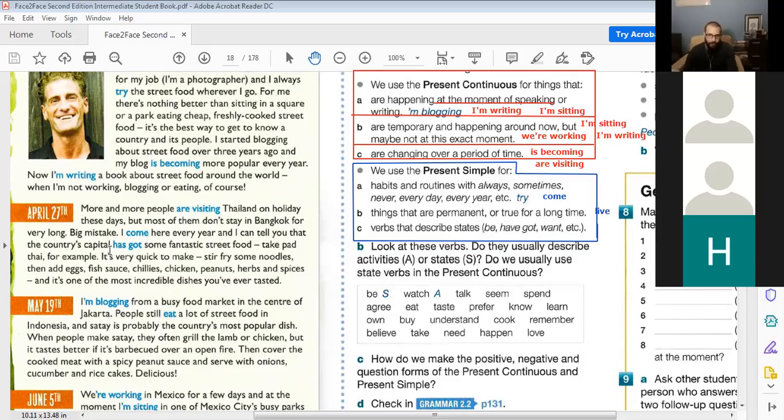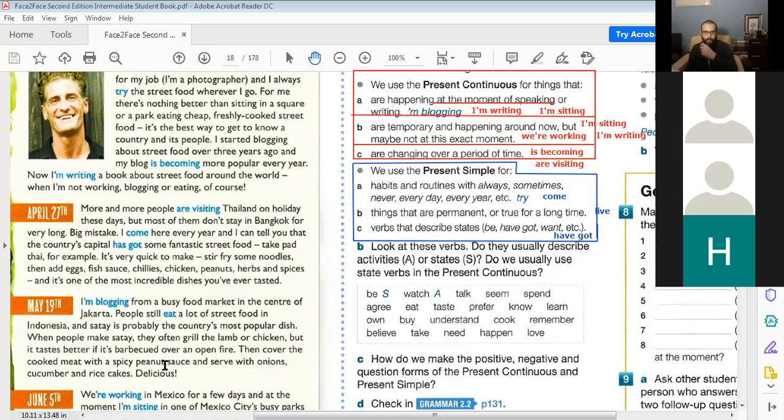Okay. What about has got? C. Describing state. State verb. I had it yesterday. Let's write it. Have got. And want. State.